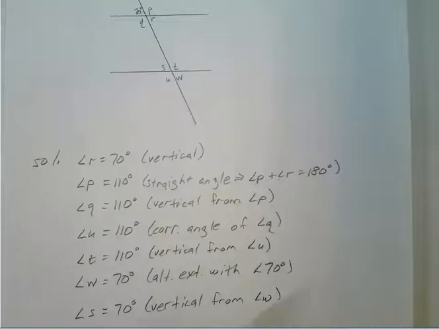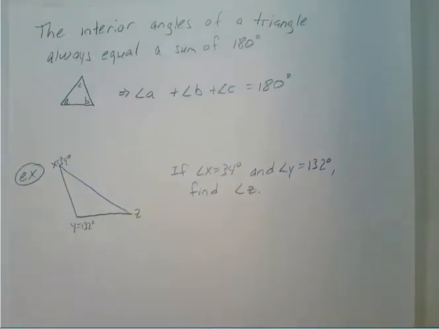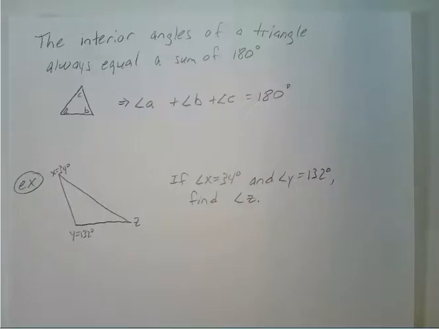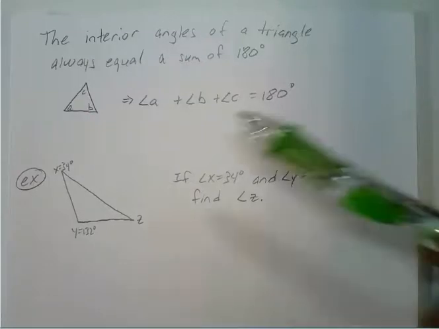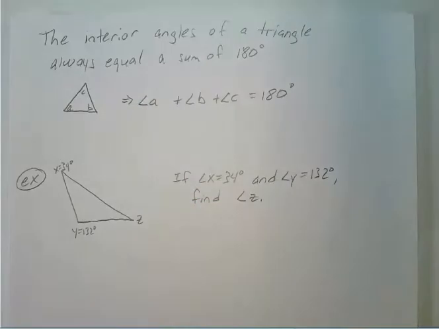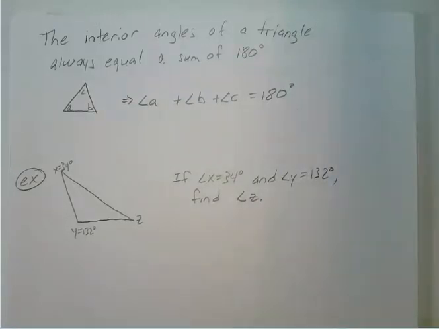Okay, so let's say we go ahead and get that. Okay, now we're going to look at the interior angles of a triangle. Okay, so the interior angles of a triangle always equal the sum of 180 degrees. So if you have a triangle that's ABC or XYZ or RST, it doesn't matter. It's always going to equal the sum when you add all three angles together. They're always going to equal 180 degrees.